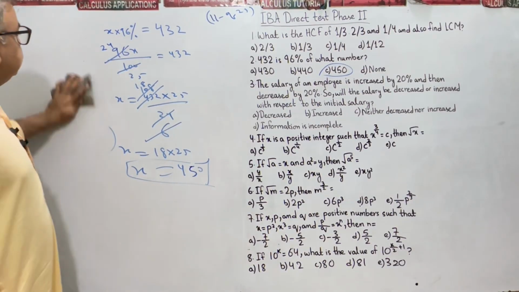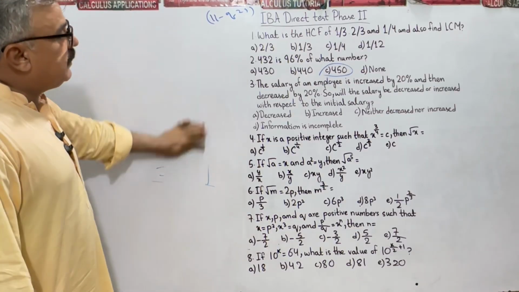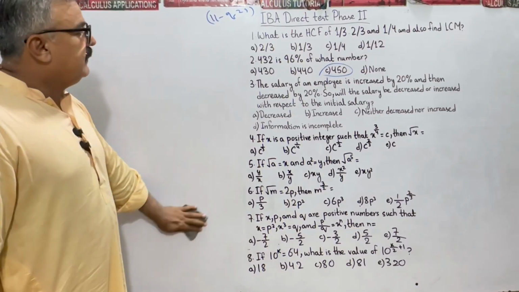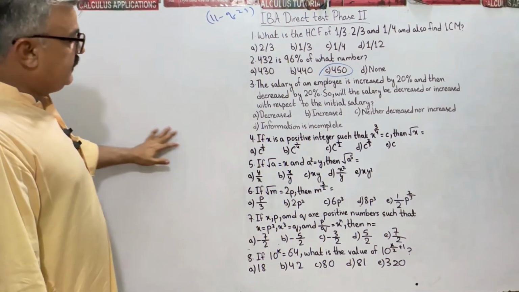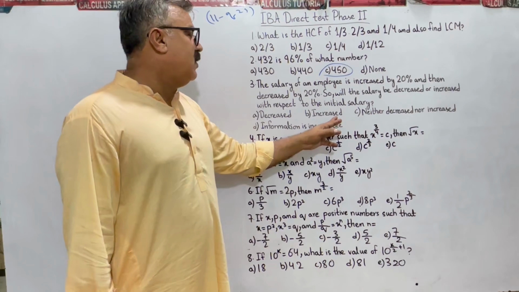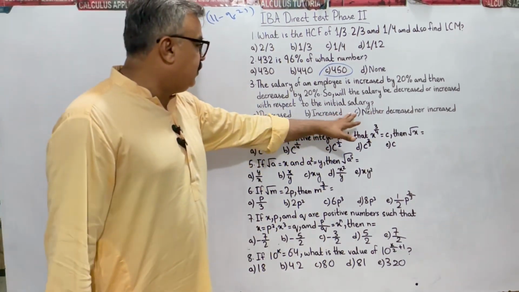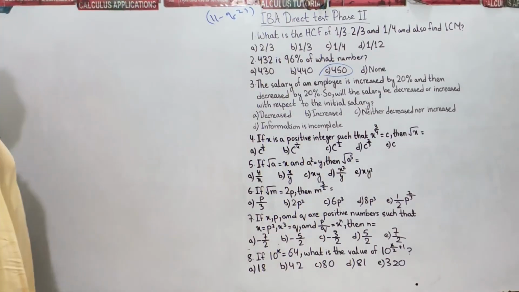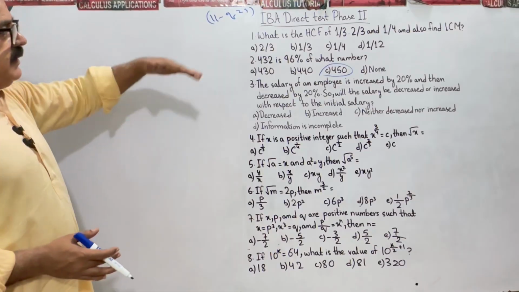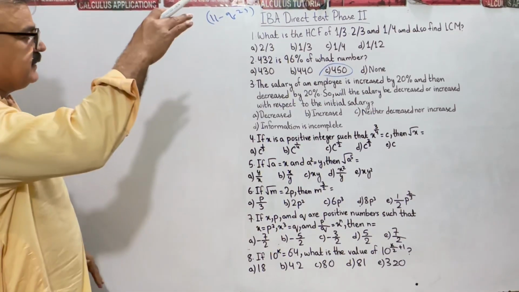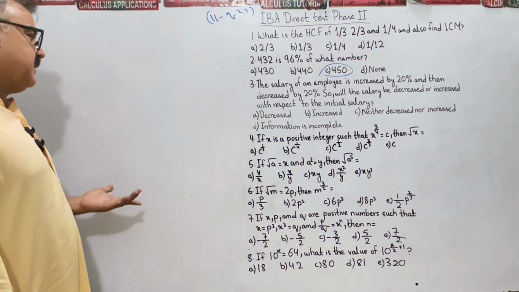Another elegant question of quantitative mathematics. The salary of an employee is increased by 20% and decreased by 20%. So, will the salary be decreased or increased with respect to the initial or original salary? There are two twists in that. First, there is an increase of 20% in the salary. The second, a decrease of 20% in the salary.